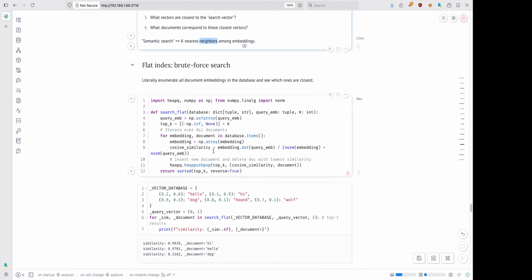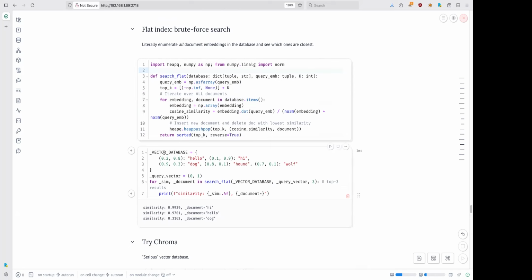A simple approach to this problem is just brute force search, which means that you loop over your entire database. You take all the documents, all the vectors, loop over all of them, and manually select the vectors that are the closest to the query vector. This is implemented here in this function. You can read it later.